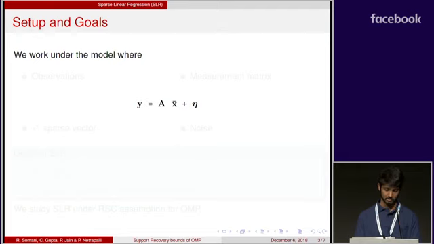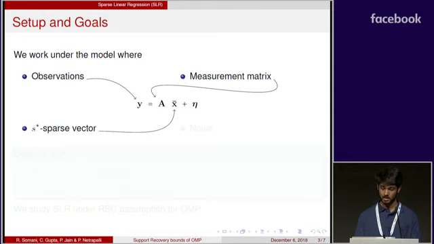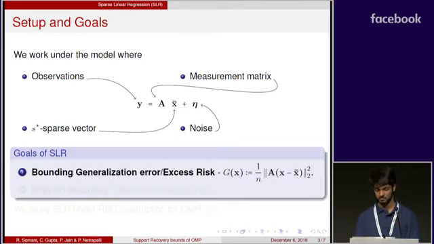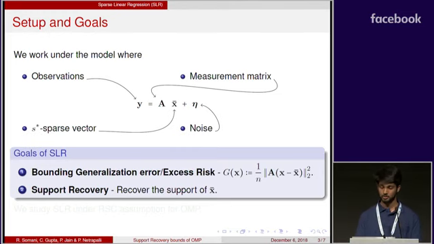We work under the model where the observation vector y is equal to the product of the measurement matrix A and an S star sparse vector x bar, along with some added noise eta. We just require some deterministic conditions on eta to hold, and in general, sub-Gaussian noise also satisfies those conditions. The goals of the problem are to bound the generalization error, also known as the excess risk. Here, the samples in A are IID sampled from some distribution. And to recover the true support of x bar, ideally we would like to find a small support which covers the true support of x bar.